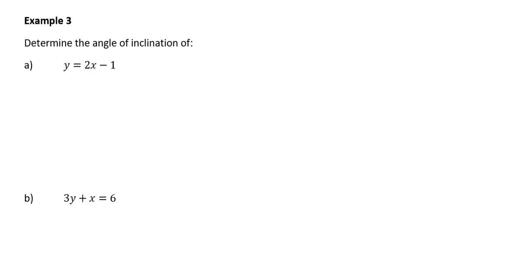Example 3 says determine the angle of inclination of, and there's a couple of lines we're going to work with. So what's the angle of inclination of y equals 2x minus 1? Well, first of all, what's the relationship between angle of inclination and gradient? It's tan of theta equals m. In this case, my m is 2, so tan of theta equals 2. And your next line should just be the answer.